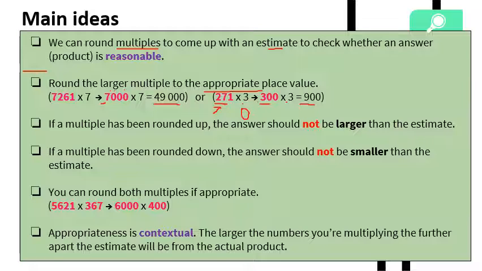If a multiple has been rounded down, so in this situation, 7,261 has been rounded down to 7,000, the answer should not be smaller than the estimate.